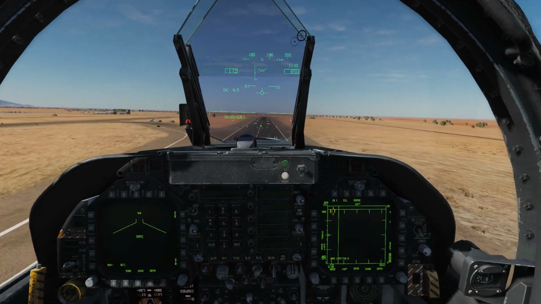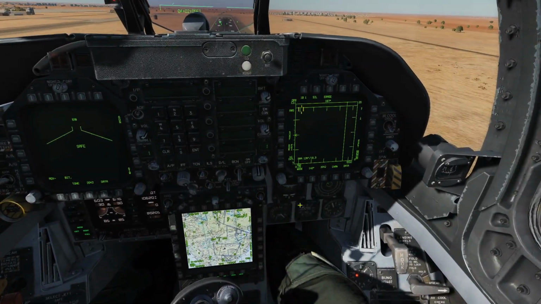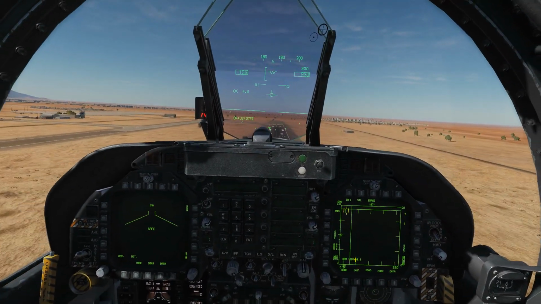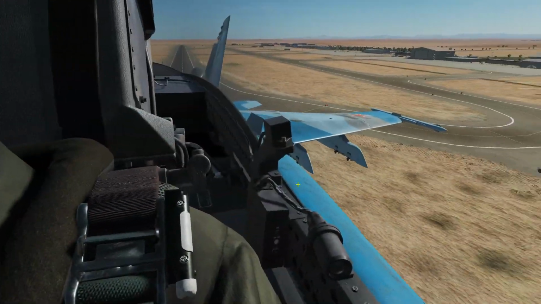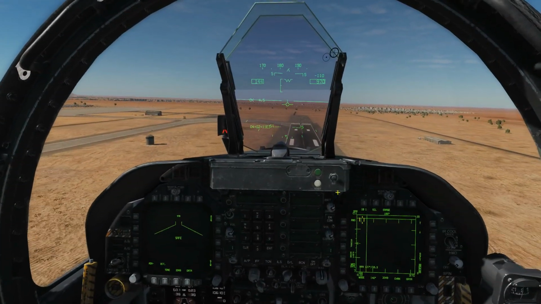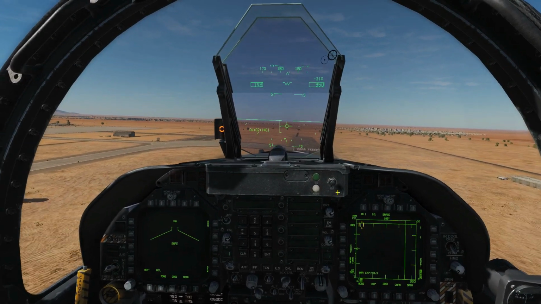So next we're going to set our altimeter to the QFE. That is the point of interest, which is this airbase here. There are two ways that we can do that, or find out the QFE.